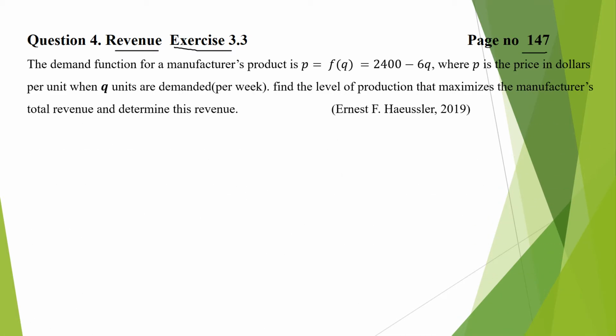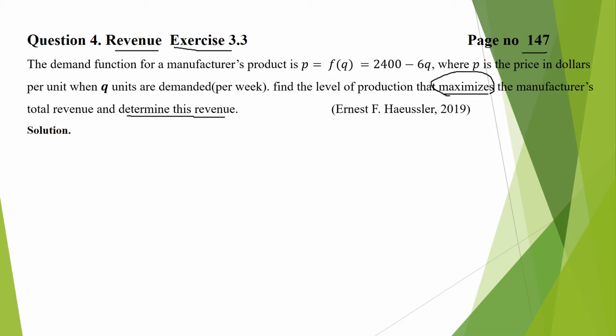Let's have a look at the question. The demand function for a manufacturer's product is p = 2400 - 6q, where p is the price in dollars per unit when q units are demanded per week. Find the total production that maximizes the manufacturer's total revenue, and determine this value. So we need to find its maximum value.